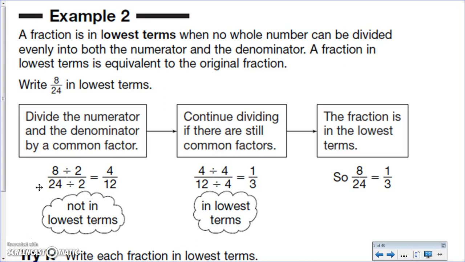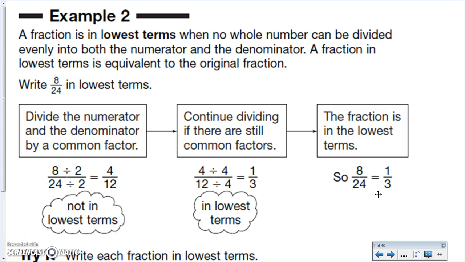It's still not in lowest terms. So then they continue dividing to see if there are still common factors. They know they can divide by 4 in both the numerator and the denominator. So they divide it by 4 on both, and we get 1/3. So now the fraction is in lowest terms. 8/24 is equal or equivalent to 1/3.